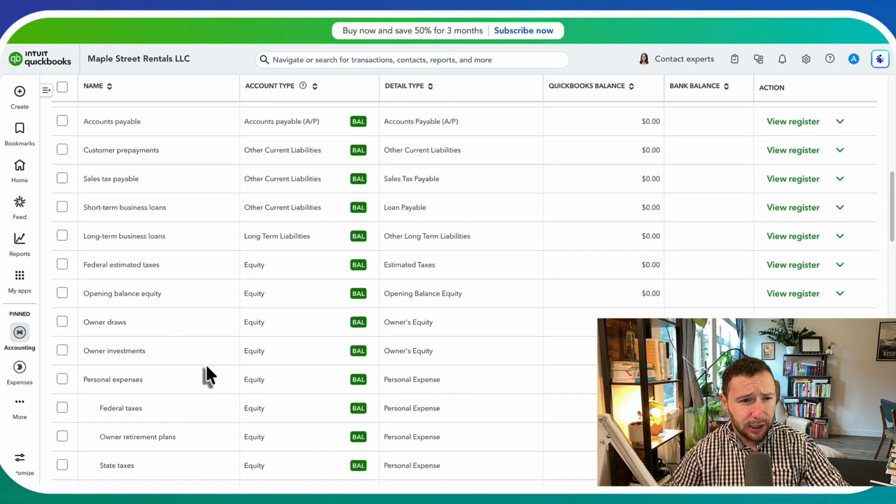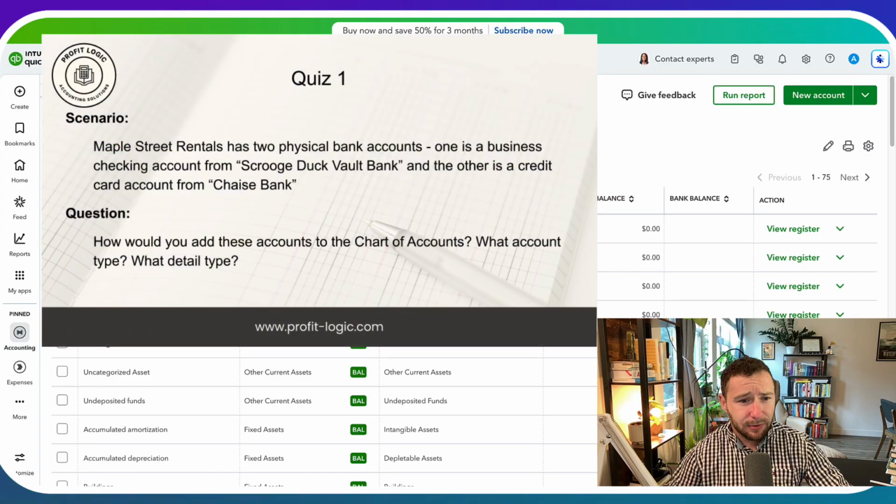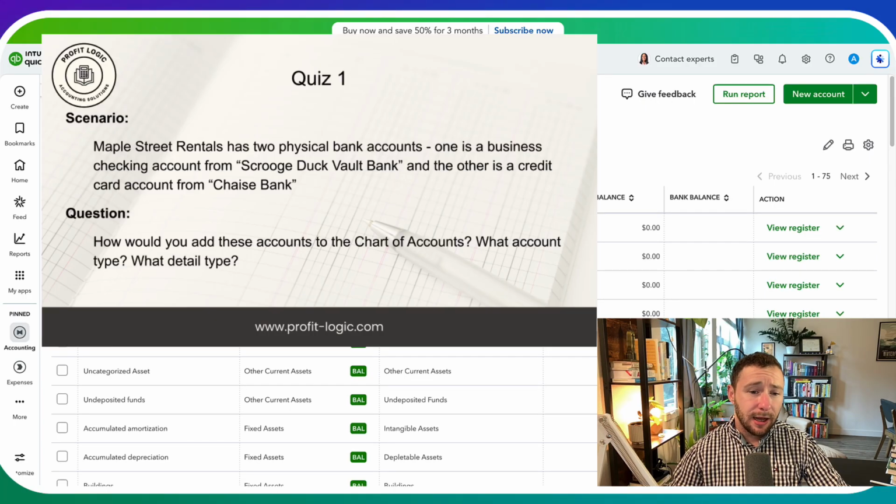So now it's your turn. Let's say Maple Street Rentals has a bank account and a credit card account. The first is Scrooge Duck Vault Bank, and it's a checking account. And the second is Chase Bank. It's a credit account for a credit card. How would you add these two accounts to the chart of accounts? What account type are they? What's their detail type? Take a moment and think about this.